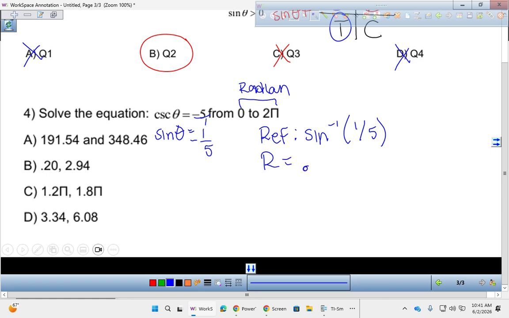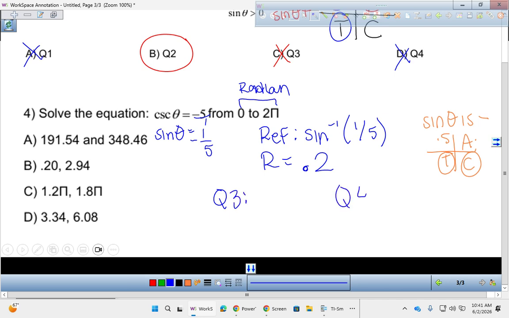I need to apply that 0.2 to two places. Sine theta is negative 1/5. So I have to think about where sine is negative. Sine is positive in 1 and 2, so it's negative in 3 and 4. So I need to use my quadrant 3 and 4 rules here.